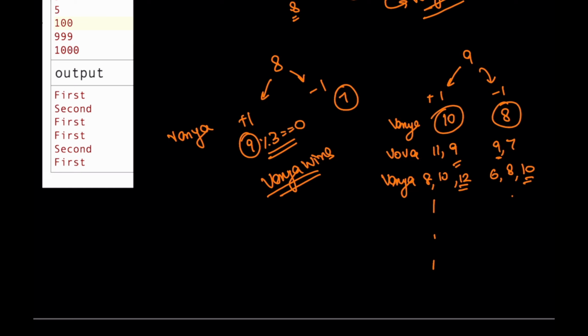So if we continue like this, Vanya won't be able to achieve a number divisible by 3. Even if 12 or 6 comes up, Vova is playing optimally, so she won't allow 11. She'll allow 9 here, and then Vanya would get 8 and 10. So if the number is divisible by 3, then Vanya cannot win. Otherwise, Vanya can always win.